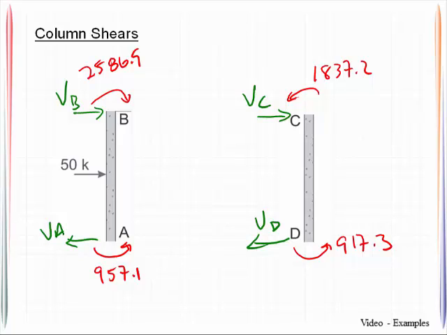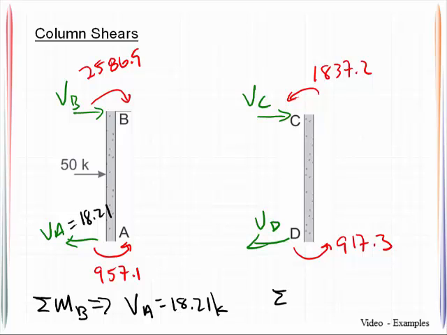In particular, I'm concerned with the shears at the base. So if I sum moments at B, that will give me the shear at A, which would compute out to be 18.21 kips. So I can go ahead and write that in here. And for this other one, if I sum moments about point C, that will give me the shear at D, which is equal to 11.48 kips.